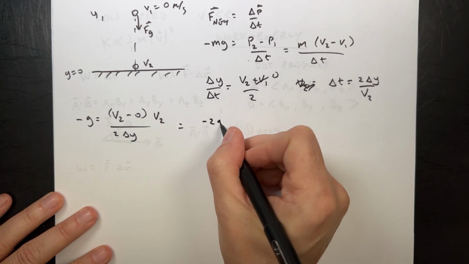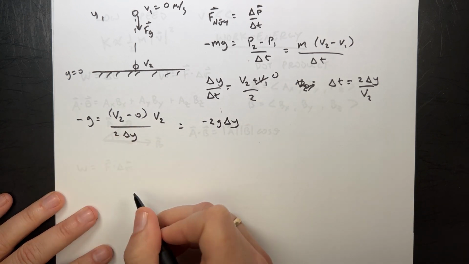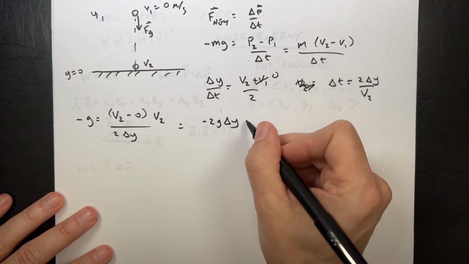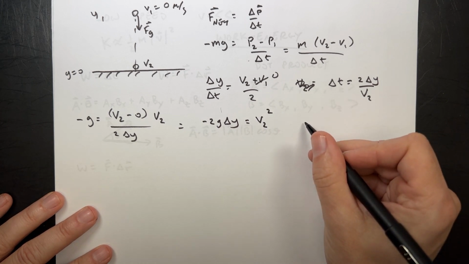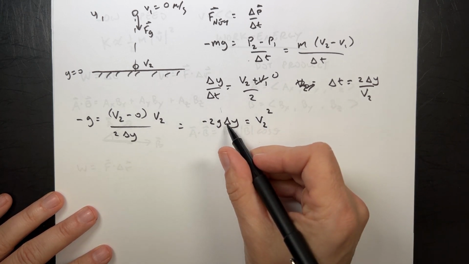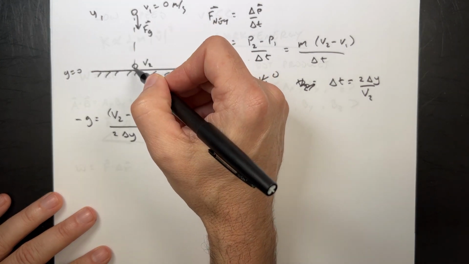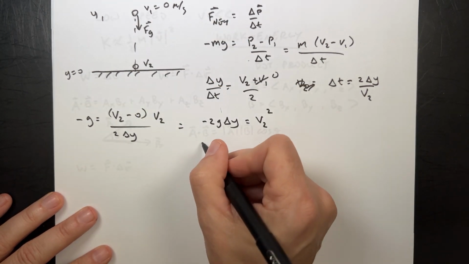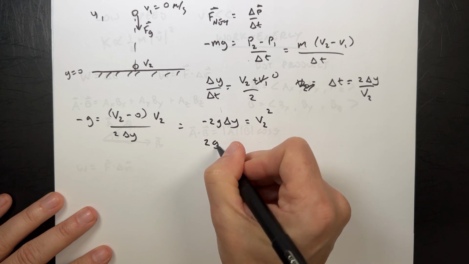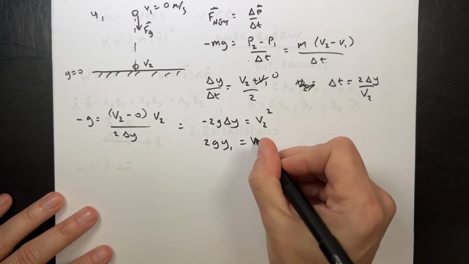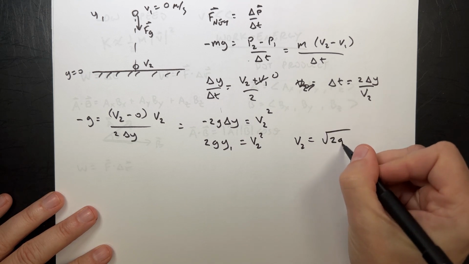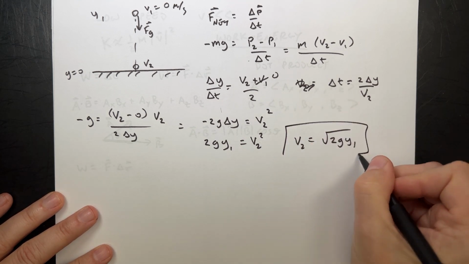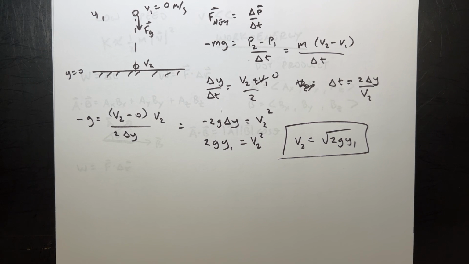negative 2g delta y equals v2 squared. I know this looks dumb, but just trust me. Delta y is actually negative, right? It's going to be equal to the final y of 0 minus y1. So this is going to be 2g y1 equals v2 squared. So v2 is going to be the square root of 2g y1. So that's how fast it's going when it hits the ground, right before it hits the ground.